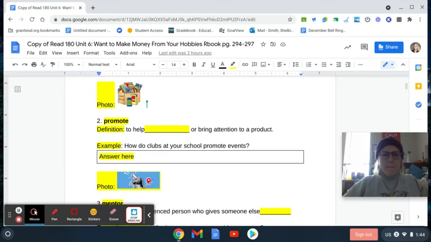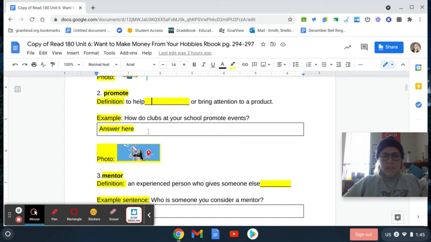The next word is promote. To promote, to help advertise or bring attention to a product. So people that want to sell you something would promote their product. A commercial is promoting a product. When you go to the mall and you see billboards with Nike on it, that's promoting their product.